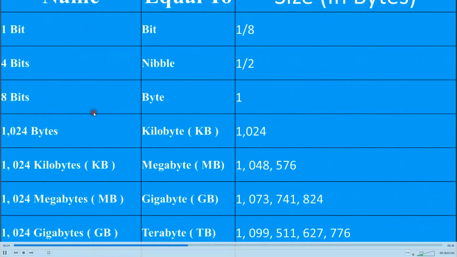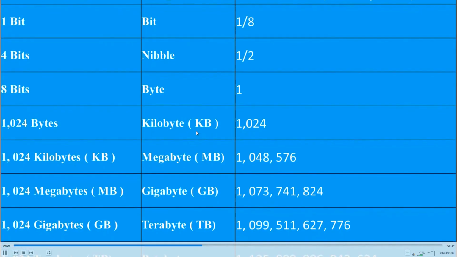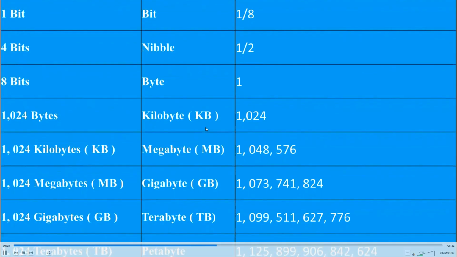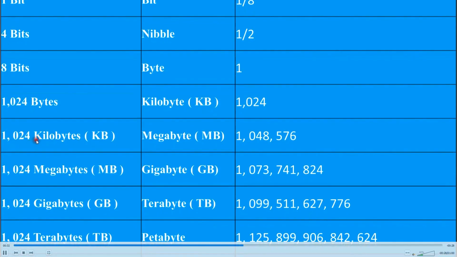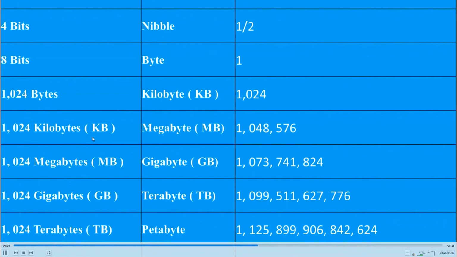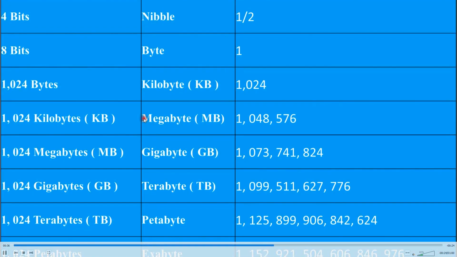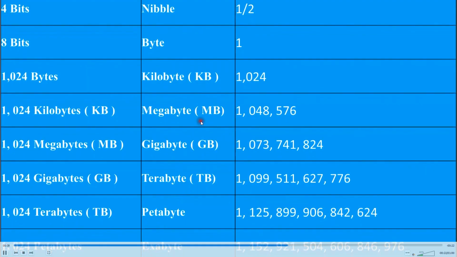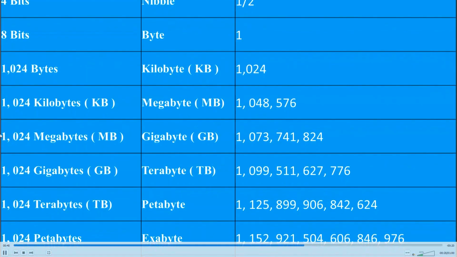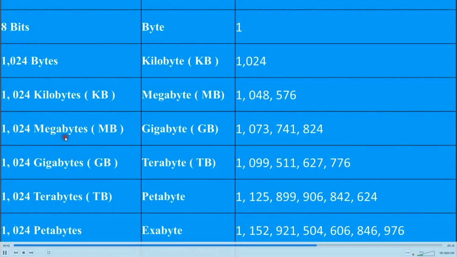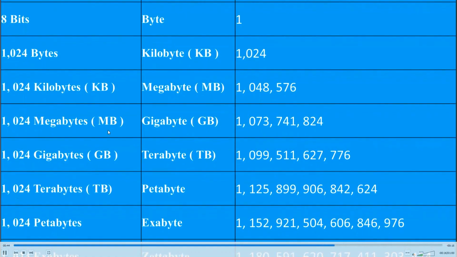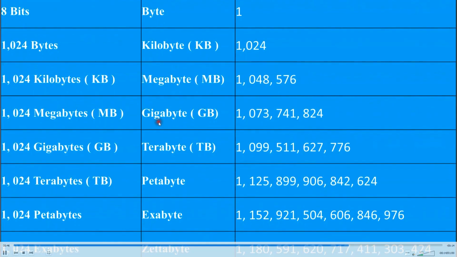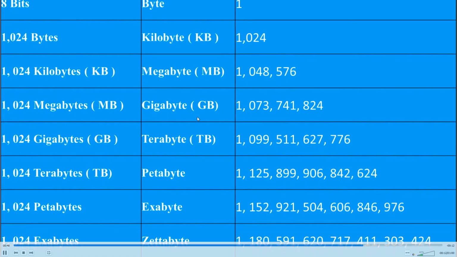1024 bytes is equal to 1 kilobyte or KB. 1024 kilobytes or KB is equal to 1 megabyte or MB. 1024 megabytes or MB is equal to 1 gigabyte or GB.